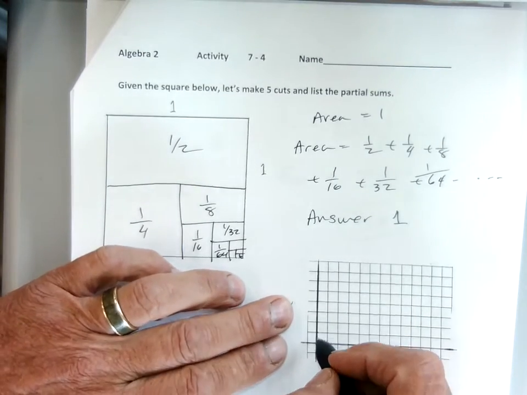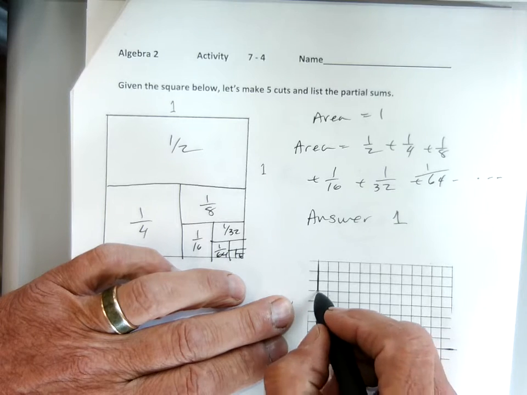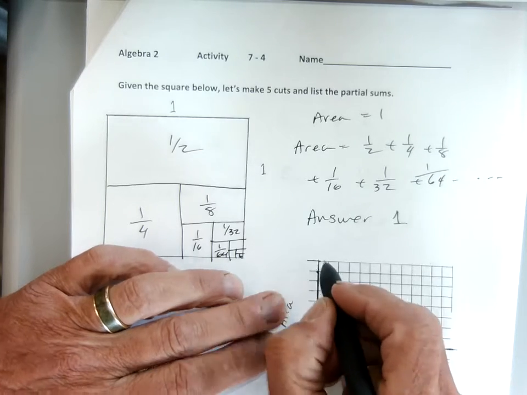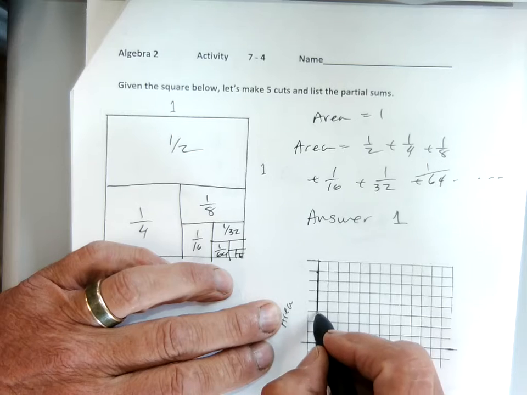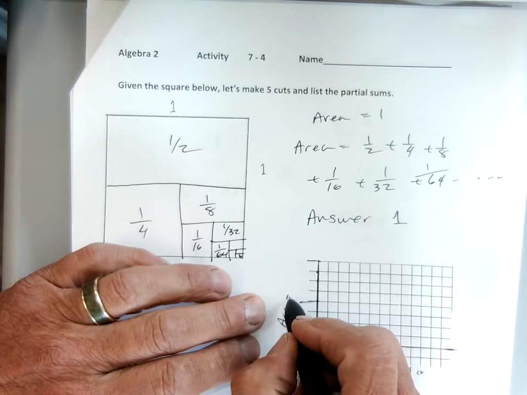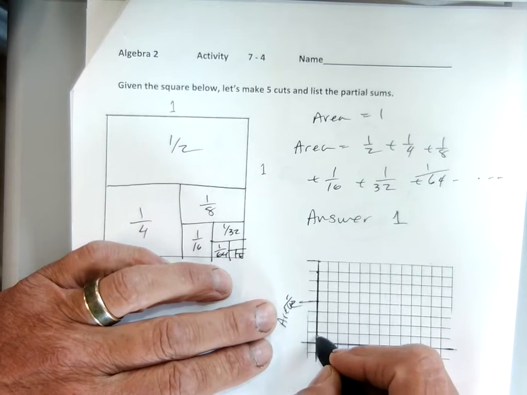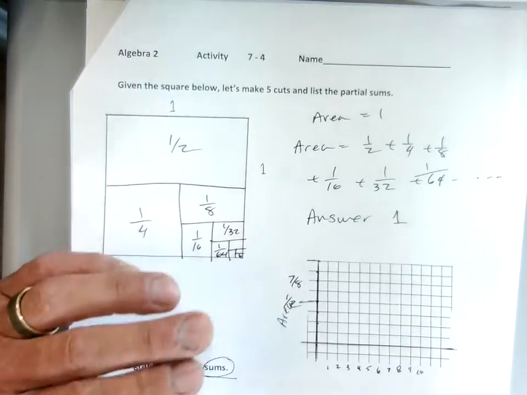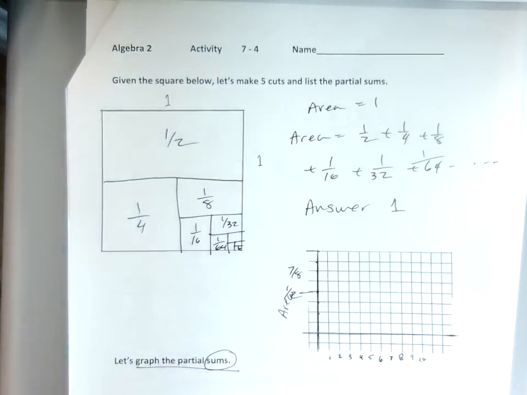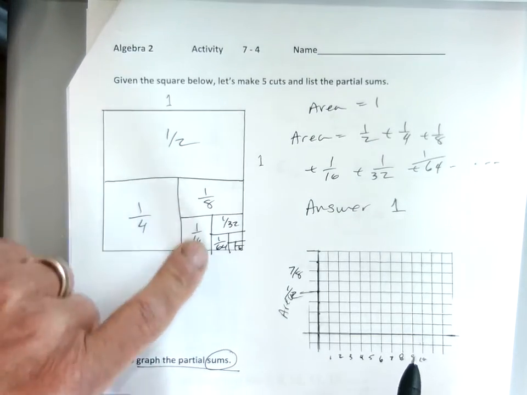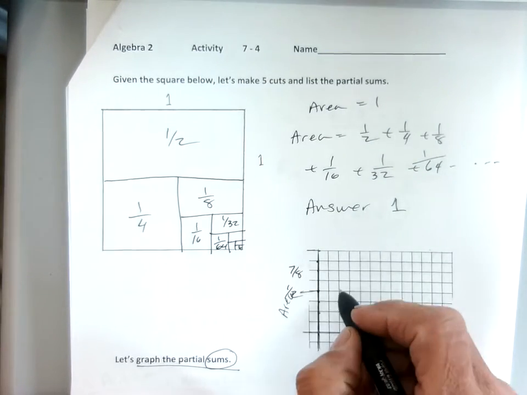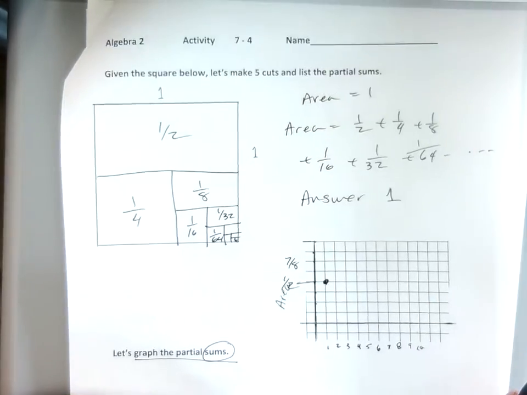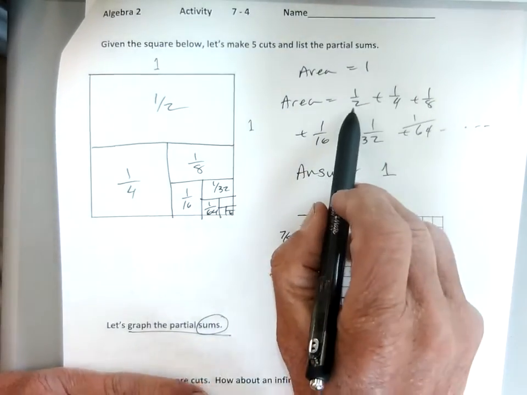Let's see, I want to go 1, 2, 3, 4, 5, 6, 7, 8. I can go 8. So that means 1, 2, 3, 4. That would be 1/2, right? 1, 2, 3, 4, 1/2, 7, 8, and so forth. Okay, or we can even use decimals. Might be easier. But so my first partial sum is 1/2. So I'll put a dot there, 1/2, right? So here's my first. It's 1/2.